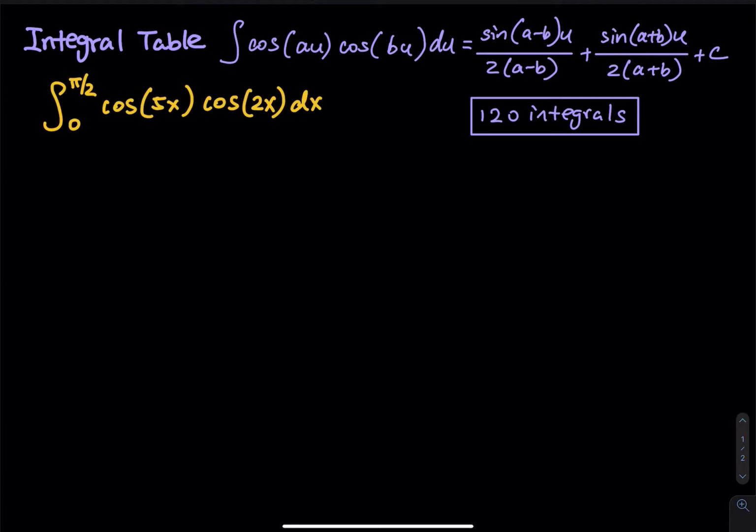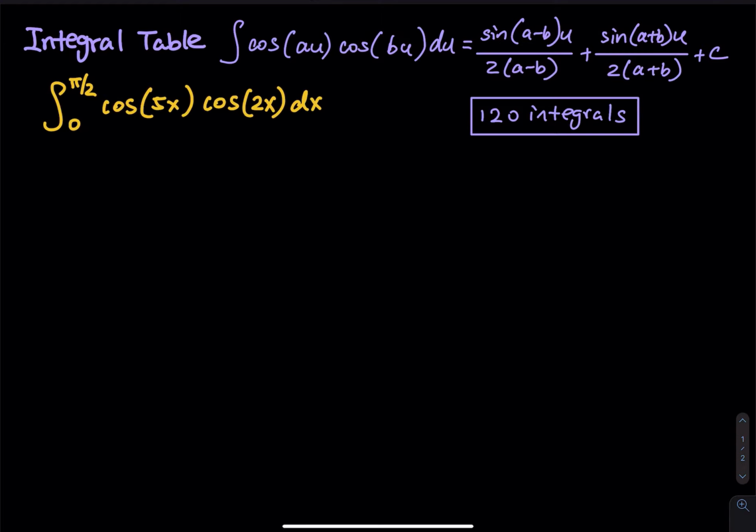One of the integration techniques is using the integral table to integrate. It doesn't matter which textbook you use, the integral table is always in the index, usually on the back of the book. Usually there are 120 integrals in there. What are those 120 integrals?